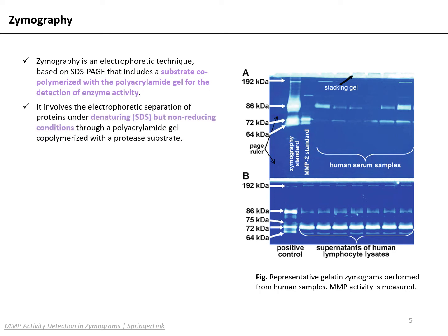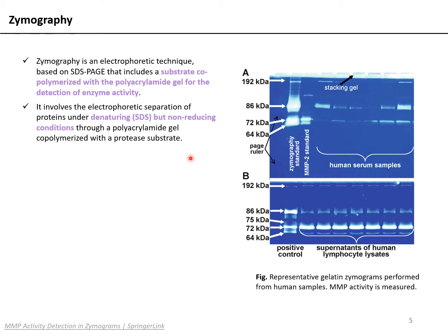So it involves the electrophoretic separation of proteins under denaturing but non-reducing conditions through a polyacrylamide gel copolymerized with a protease substrate. So typically the kind of enzymatic activity that you want to detect in zymography is protease activity, and so therefore the proteins or the enzymes that you're looking for are proteases, which basically degrade other proteins. That's what a protease is.